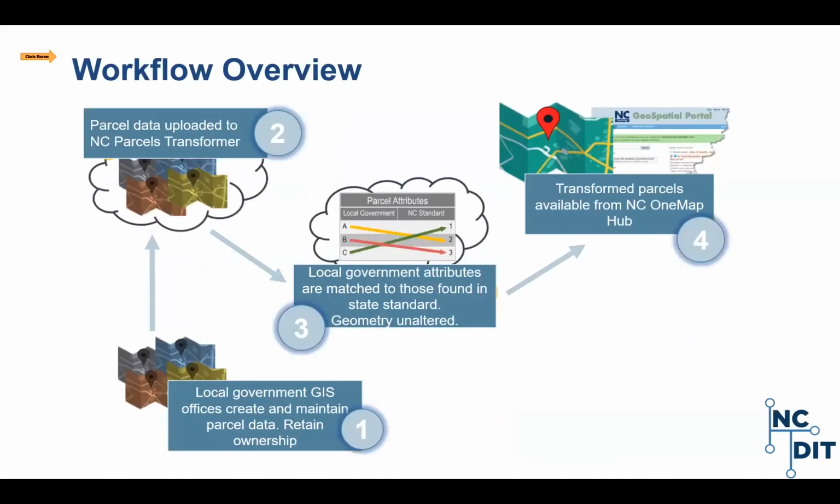This graphic shows the general workflow for parcels to contribute to the statewide product. The local government GIS office creates and maintains the parcel data. They retain the ownership. Parcels data is uploaded into the NC Parcels Transformer. The Parcels Transformer translates the local data, the fields and the geometry, into the statewide standard for all 100 counties and the Eastern Band of Cherokee Indians. CGIA harvests that transformed data and publishes it in NC1 map.